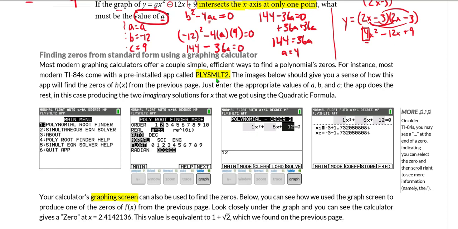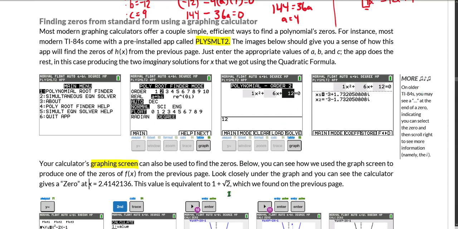If you don't have a TI-84, I am not telling you to rush out and get a TI-84. It's not absolutely necessary that you do that. The benefit of having PLYSMLT on your calculator is not so great that you definitely should get a TI-84 calculator just for this test. It is a nice thing to have. It is not necessary to have. So anyway, how does the PLYSMLT app work?